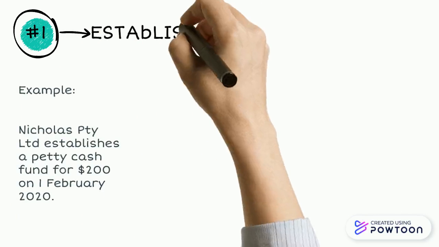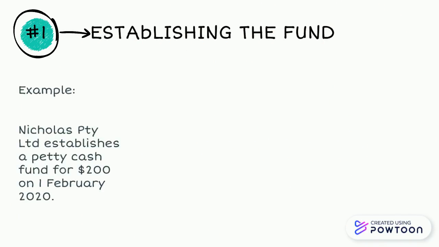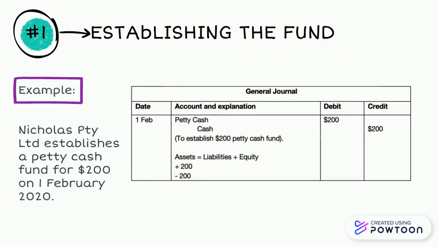So let's look at an example of how to establish the petty cash fund. Nicholas establishes a petty cash fund for $200. In order to journalize this, Nicholas needs to debit petty cash and credit cash.